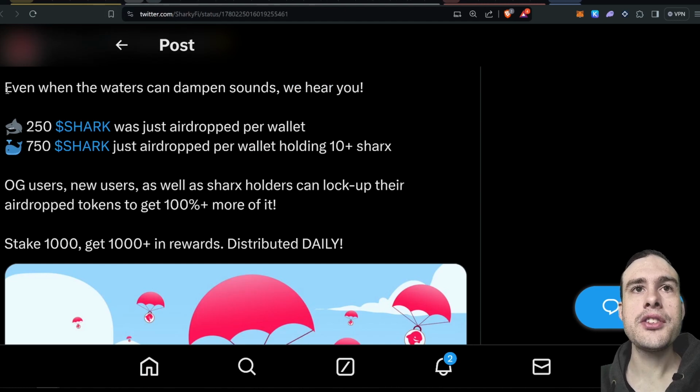But with regards to Sharky, we'll stay on Sharky for a second. The team came out and said that 250 Shark was just airdropped per wallet. I don't know what wallets were eligible. 750 Sharks were airdropped per wallet holding 10 plus Sharks. Now, again, I don't know if you know Whale's Friend. He is a Twitch streamer, also posts on YouTube.